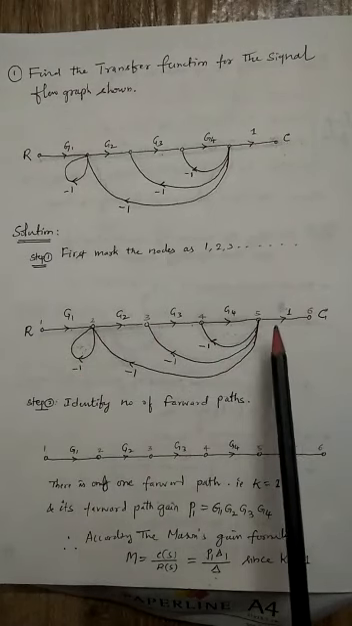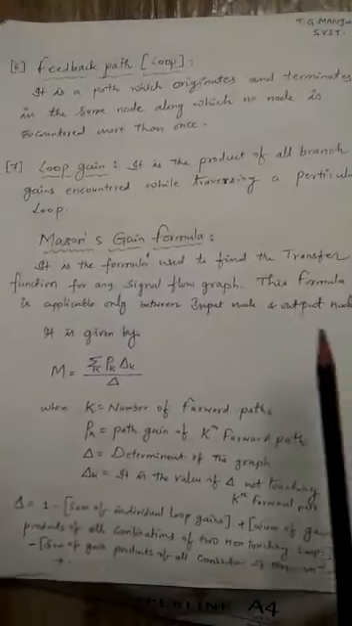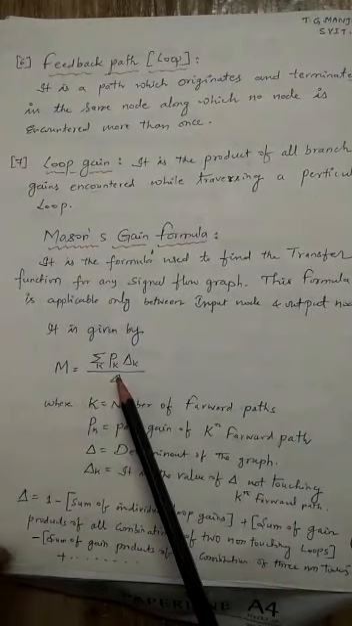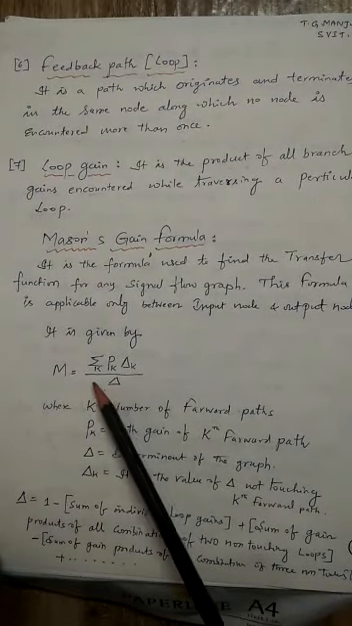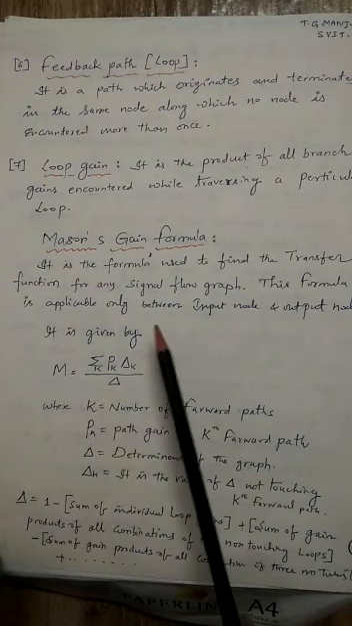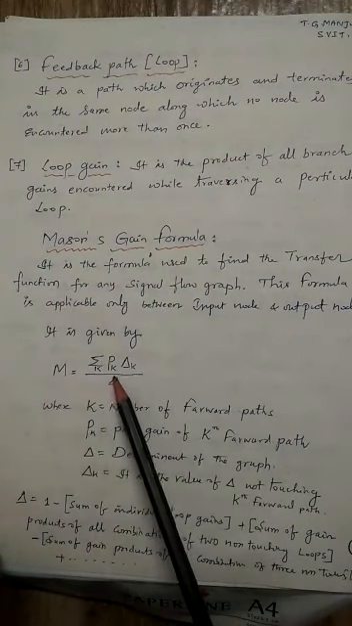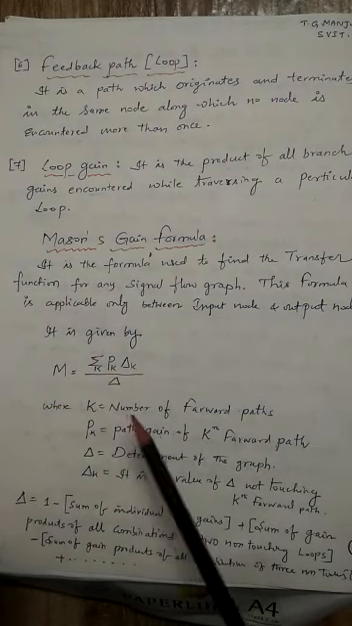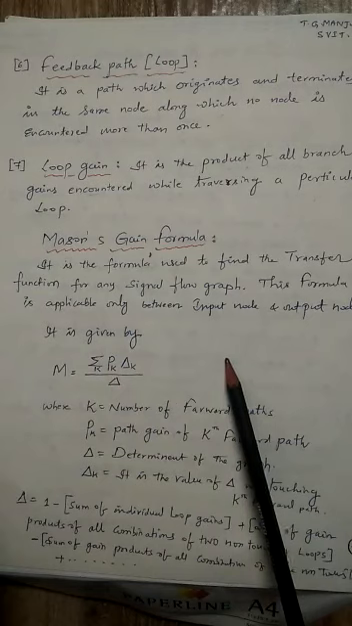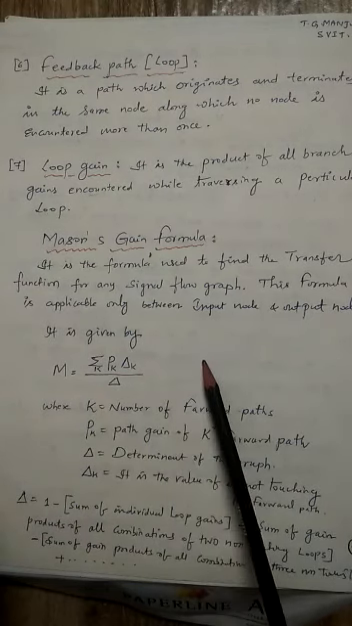When there is only one forward path, then k value is equal to 1 in the Mason's gain formula. The number of forward paths is equal to 1. So according to Mason's gain formula, overall transfer function can be written as P1 delta 1 by delta when k is equal to 1. If k is equal to 2, P1 delta 1 plus P2 delta 2 by delta.